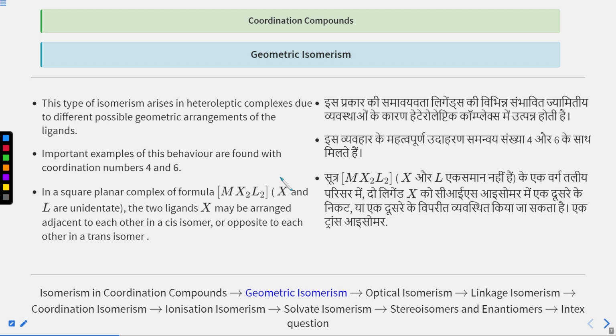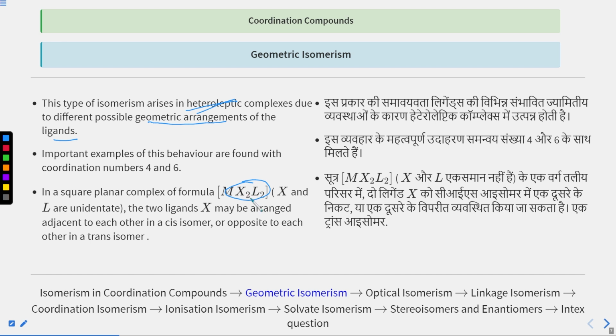Now this isomerism arises in heteroleptic complexes. So we have seen this term. Heteroleptic means each of the ligands are not same, and due to different geometrical arrangement, we have this geometrical isomerism. Now, if I talk about the example, the most obvious example is shown by our square planar complex. So suppose we have a square planar complex in this fashion, MX2L2, where M is the metal, X is one of the ligands that is having 2 count, and L is one of the ligands that is also having 2 count.